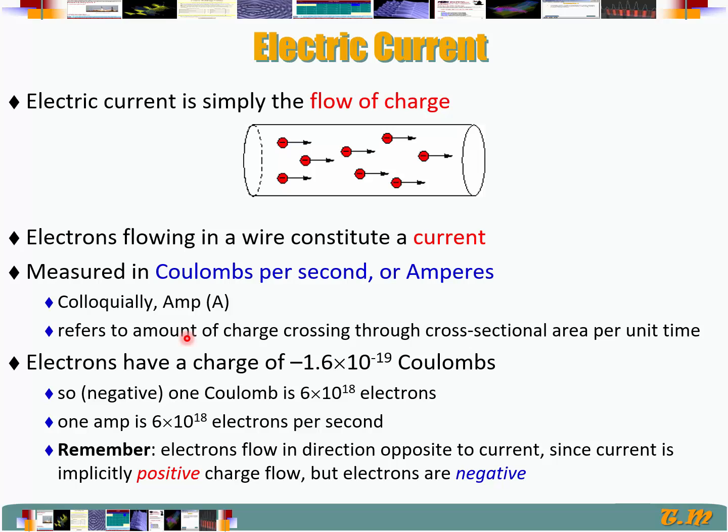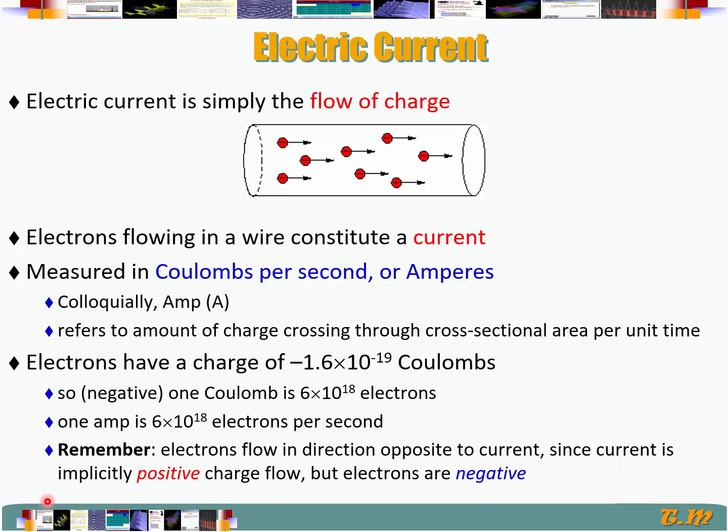So essentially it is the amount of charge crossing through a cross-sectional area, like here, per unit time. Remember, the electrons have a charge of minus 1.6 times 10 to the minus 19 coulombs. If you do the math, that means a negative 1 coulomb is 6 times 10 to the 18 electrons. Electrons flow in a direction opposite to the current.